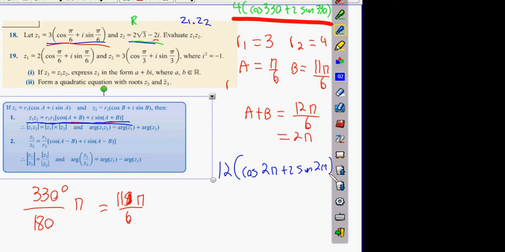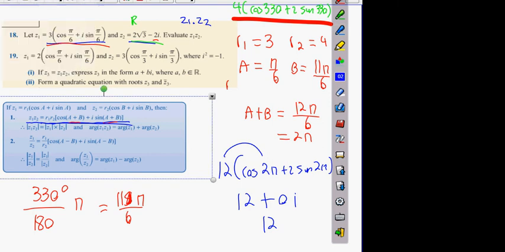Cos 2 pi, I think, is 1. Will somebody check cos 360 in the calculator? I think it's going to be 12 plus 0i, so the answer is 12. Sine 2 pi is 0. Okay, and that's our complex number done. Any questions on that one? No.